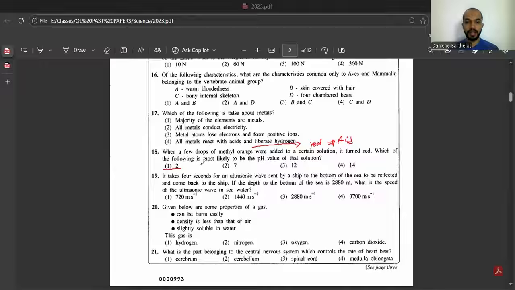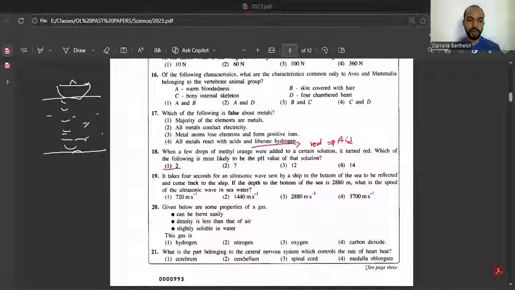Question number 19. It takes 4 seconds for an ultrasonic wave sent by a ship to the bottom of the sea to be reflected and come back to the ship. If the depth of the bottom of the sea is 2880 meters, what is the speed of the ultrasonic wave? Okay, so just imagine you have a ship and then the ship emits a certain sound wave. So here you have the water. So it emits sound waves. It will be reflected back from the bottom of the sea, floor of the sea, and come back.